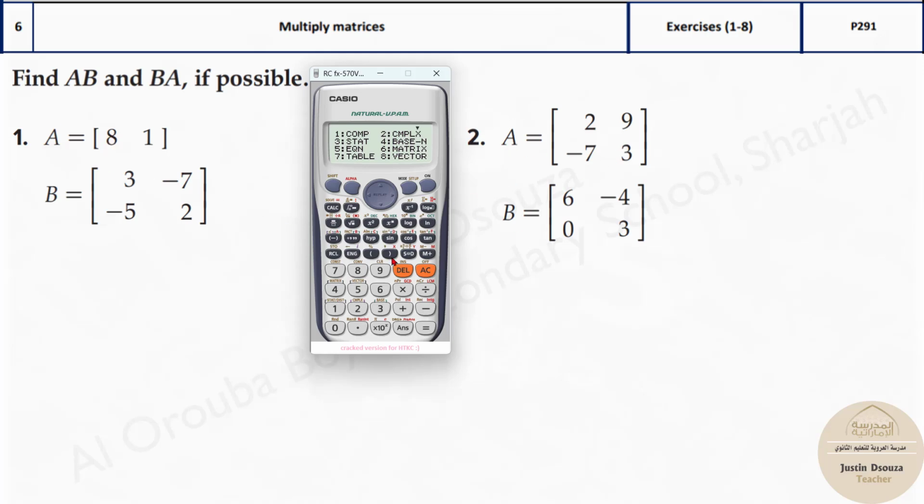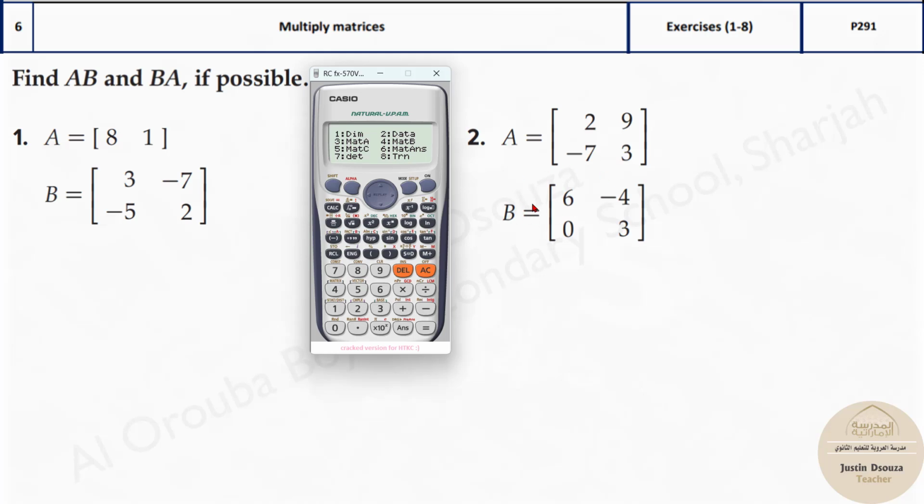Let's do matrix A. First mode, and 6 is the matrix option, matrix A. And it's 2 cross 2, so I'll press 5 and now type in the matrix. 2, 9, minus 7, and 3 here. And now press AC. Never go back to mode again. You need to press shift 4 to use matrix options.